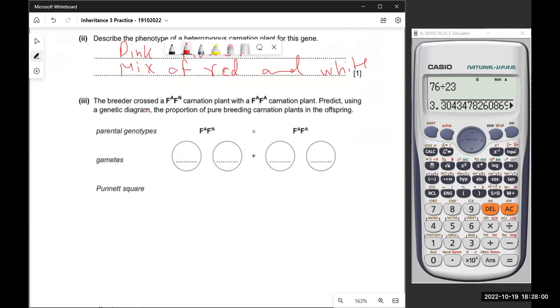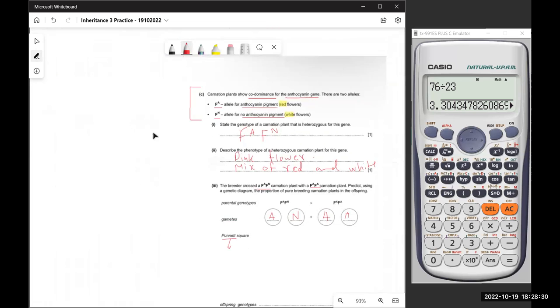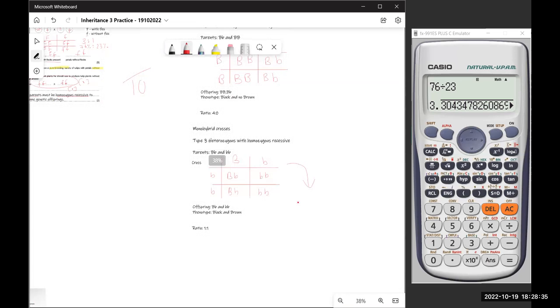And in this question they're asking us: a breeder crossed a heterozygous plant with a homozygous one. Predict, using a genetic diagram, the proportion of pure breeding carnation plants in the offspring. So what are the gametes here? Tell me. A and N, Safa. Next, A, A. Now Punnett square. Punnett square is called the genetic diagram. This square is called a Punnett square.